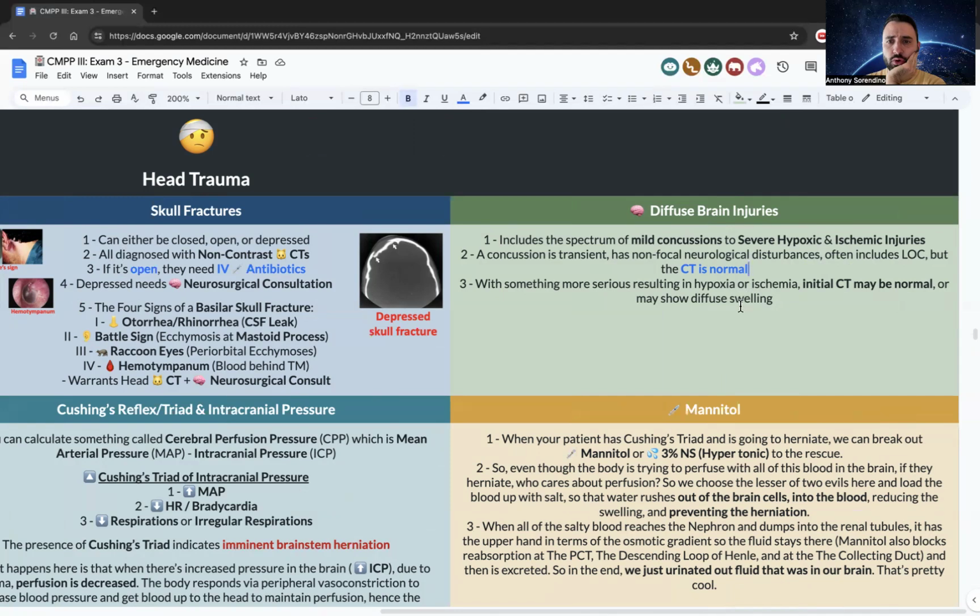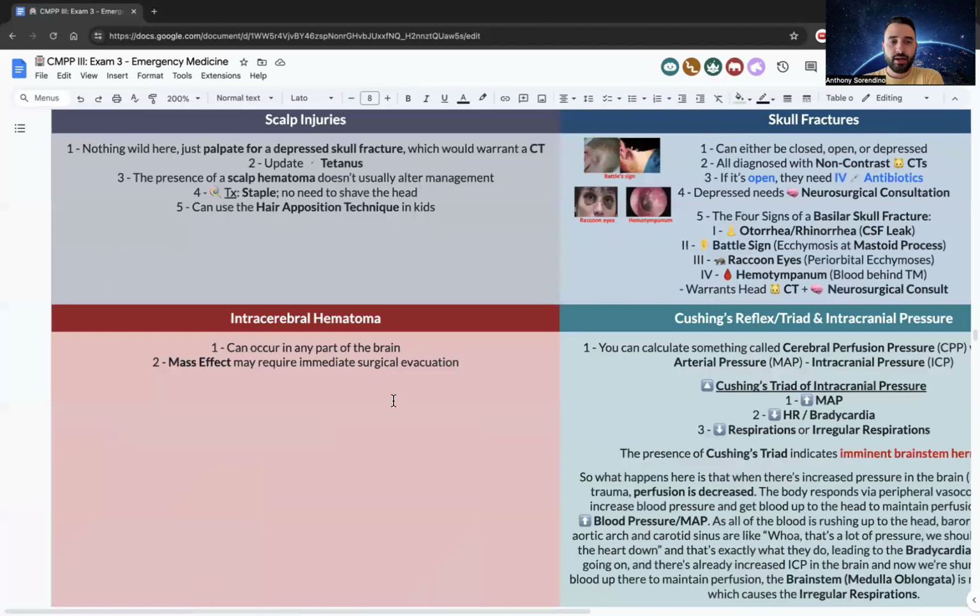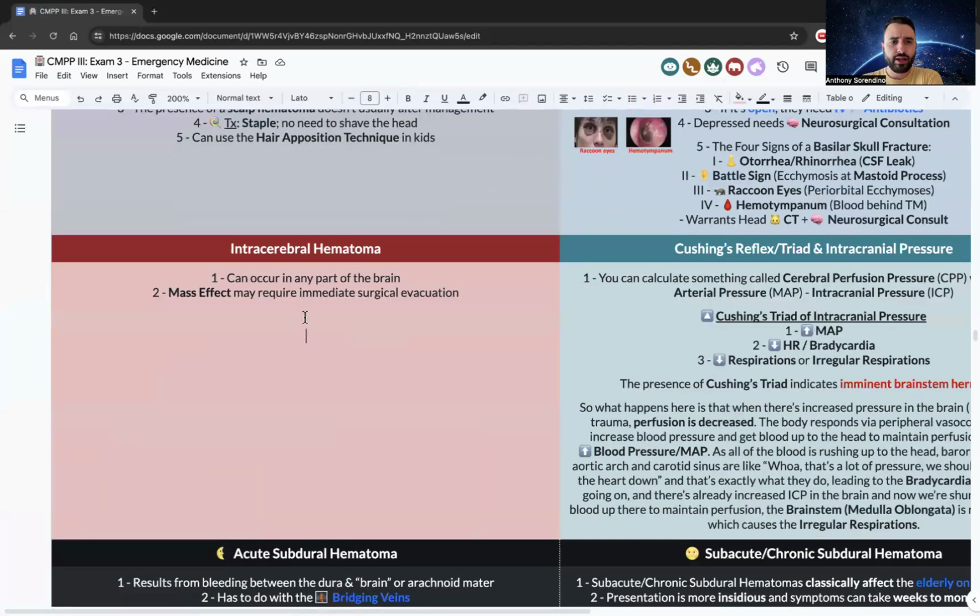Diffuse brain injuries, mild concussion to severe hypoxic ischemic injuries. CT is going to be normal. It can include loss of consciousness, but don't freak out. The other thing too is if there's hypoxia or ischemia, like after a code or something, the initial CAT scan may be normal. So something to keep in mind. It can occur in any part of the brain, mass effect, whatever.